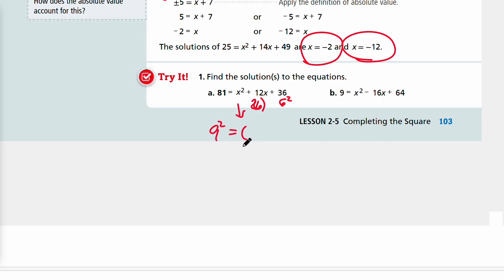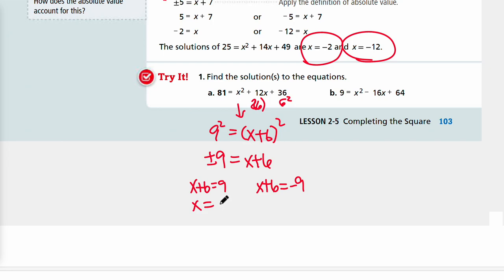So that's going to be 9 squared. And then if you factor this trinomial out, you're going to have x plus 6 squared. And then you square root both sides. And you have plus or minus 9 is equal to x plus 6. Of course, we can put the absolute value in between these steps, but I'm assuming that you understand that, okay? And so you'll have x plus 6 is equal to 9, x plus 6 is equal to negative 9. So your x is going to be either 3 or negative 15. So you can put a box around the final answers.